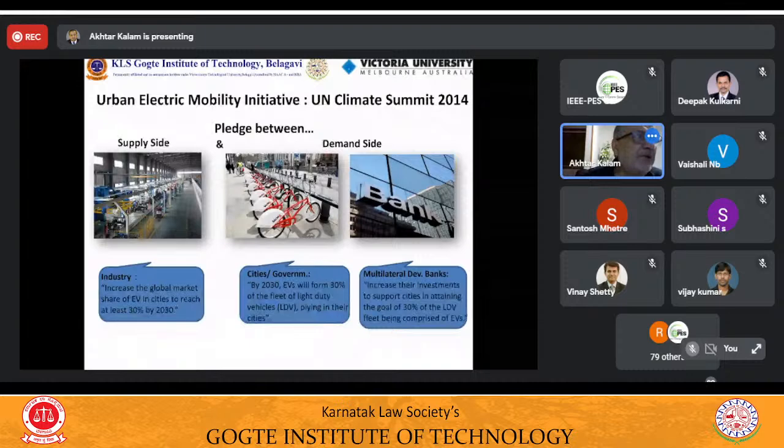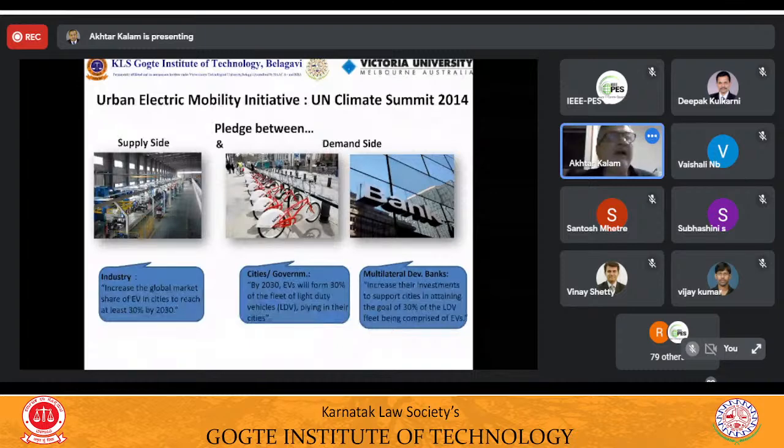So you must have, by 2030, 30% of your vehicles be electric vehicles. So in industry, renewables must take a play in sustainable development with particular effort to transport and mobility. They strive to increase the global market share of electric vehicles in cities to reach 30%. As far as the city and government are concerned, bicycles will form 30% of the fleet of the light vehicle. The one, 30% of our vehicles should be electric by 2030.